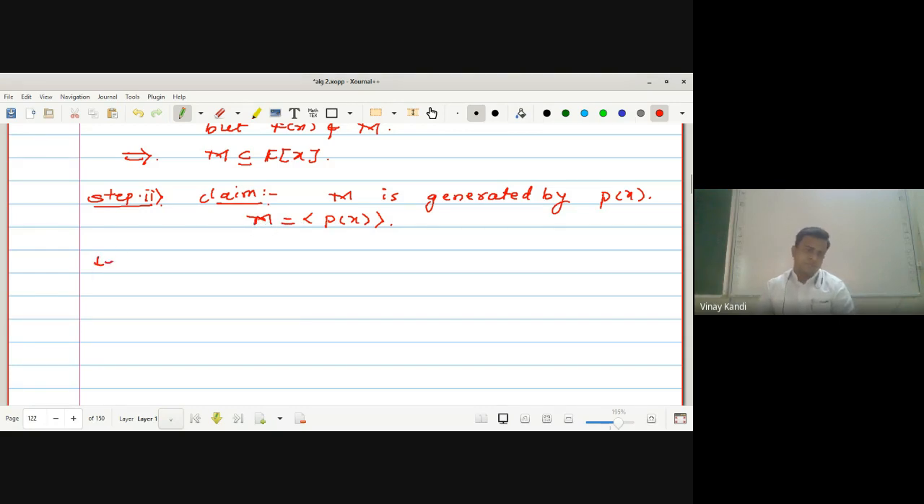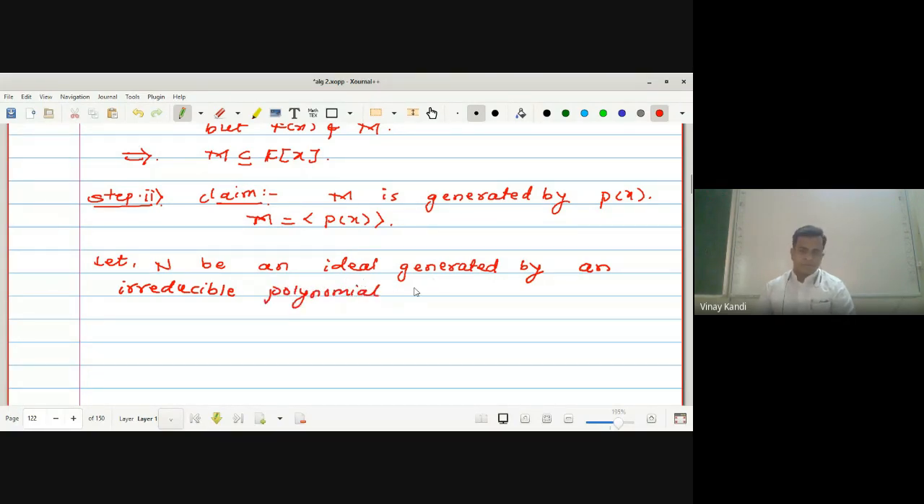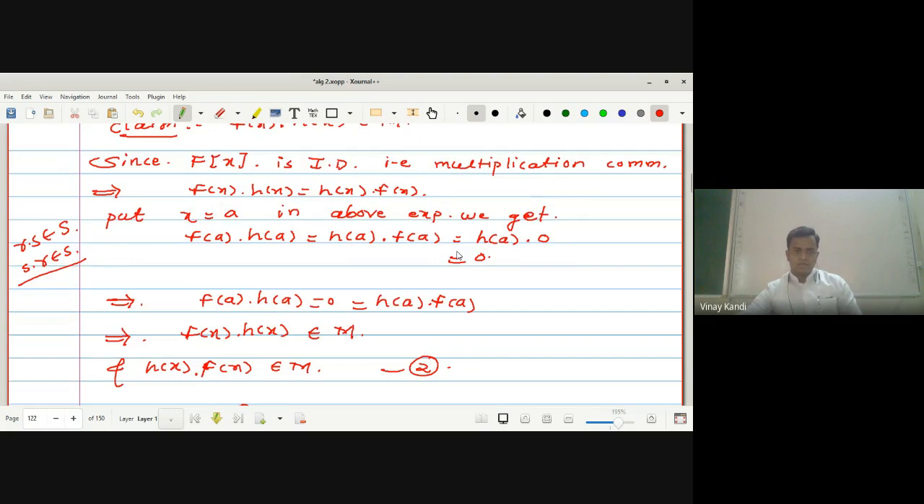Okay, now let capital N be an ideal generated by an irreducible polynomial P of x. Okay, what have we done further? This ideal is generated by an irreducible polynomial P of x. Okay, what is the statement? Look.